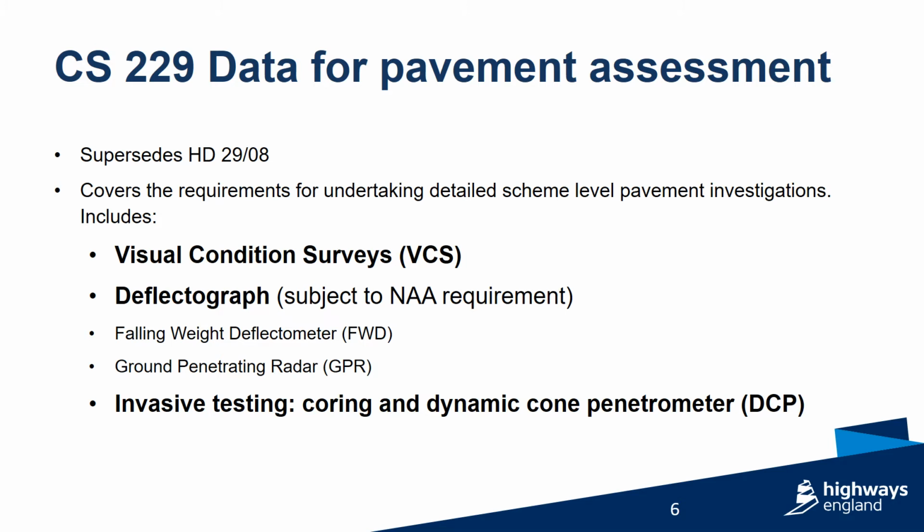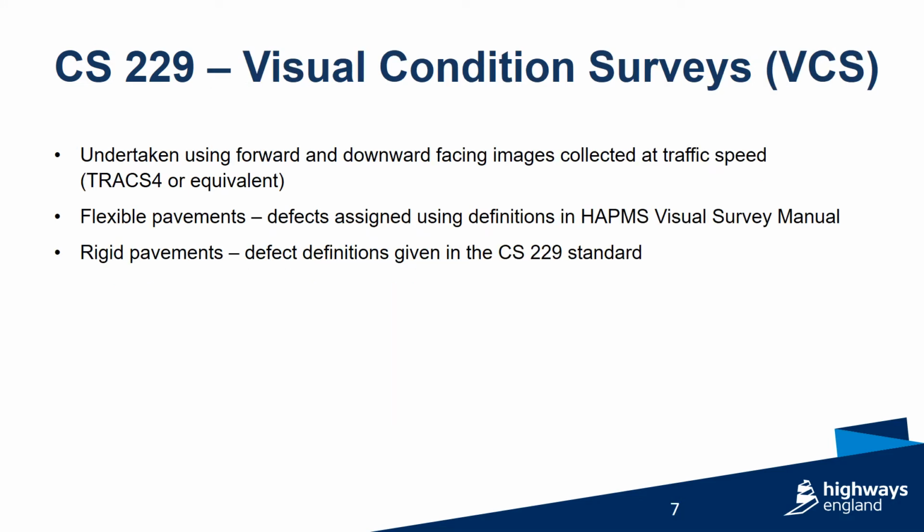The English National Application Annex for CS229 introduces the requirement for visual condition surveys to be undertaken using forward and downward-facing images collected at traffic speed. There are already images available from the TRAX4 surveys. Other images of an equivalent standard may also be used.